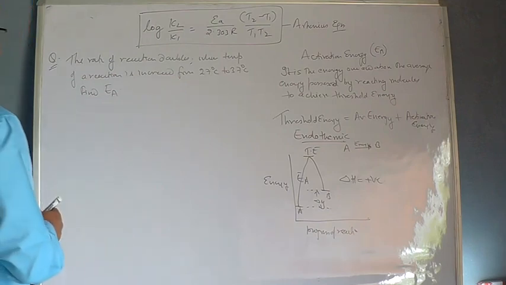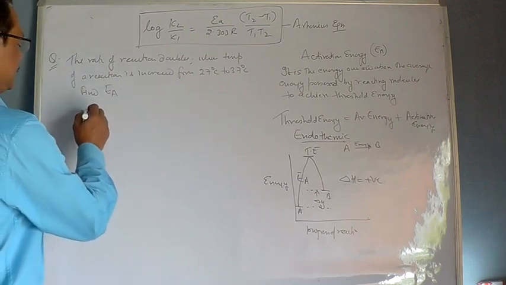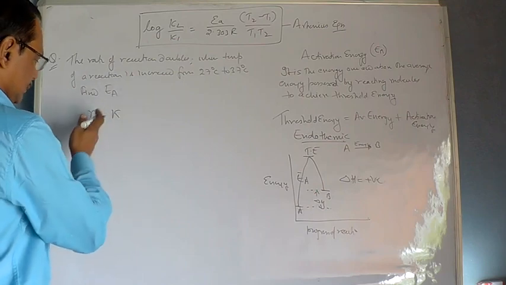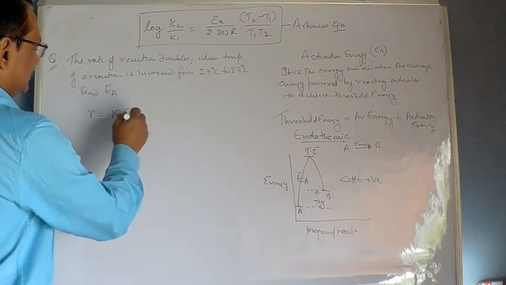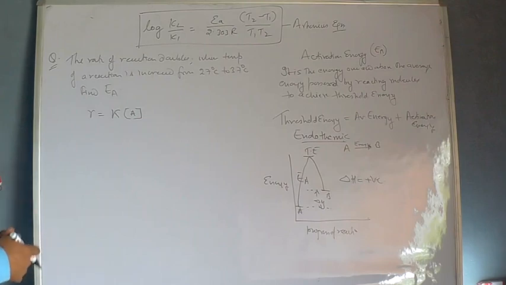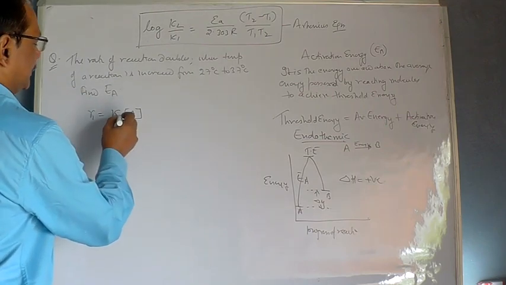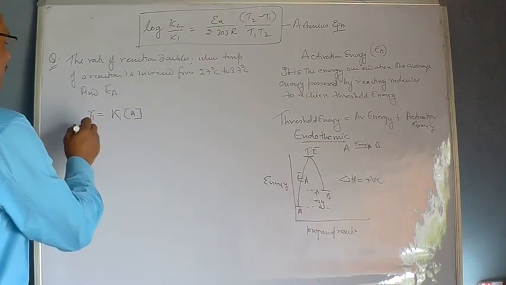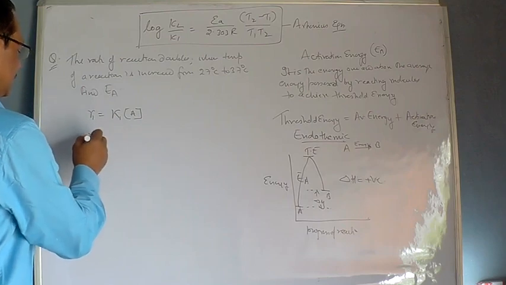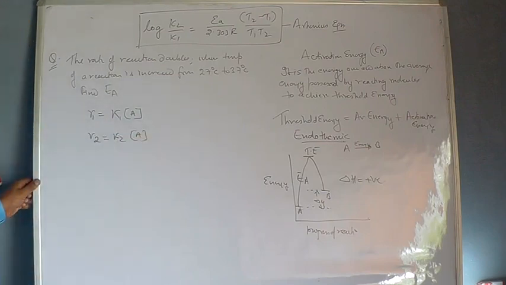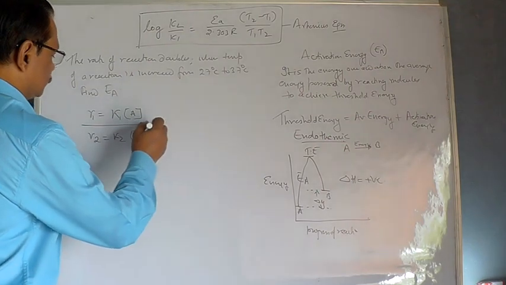How? Let us see. Class, as per the rate law expression, we can write that rate at any instant is directly proportional to the rate constant multiplied by the molar concentration of the reactant. Let us take the reactant as A. So let it be R1 equals K1 times A, and for the second rate, R2 equals K2 times A. But class, what we are going to do is divide these two equations.